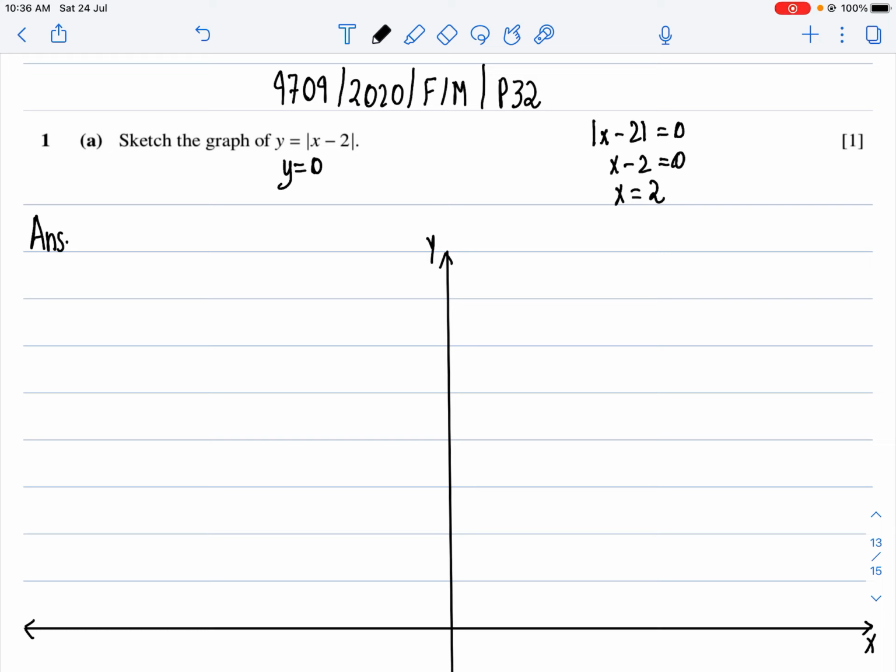Correct? Now, when my x is equal to 2, I have one set of coordinates here. I take my x as 0. When I get my x as 0, I get y equals to the mod of minus 2. The mod of minus 2 is simply 2. So I simply get y equals to 2. Correct? So the set of coordinates which I have is simply 2, 0 and 0, 2.